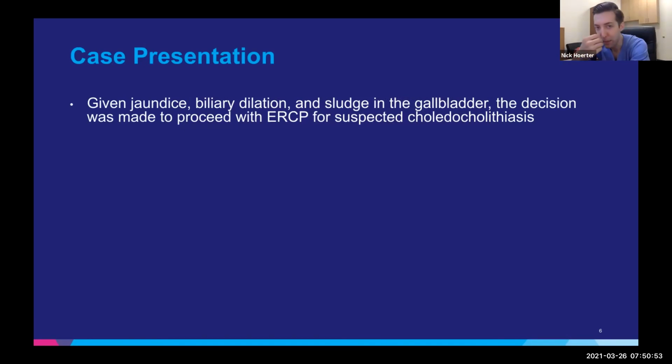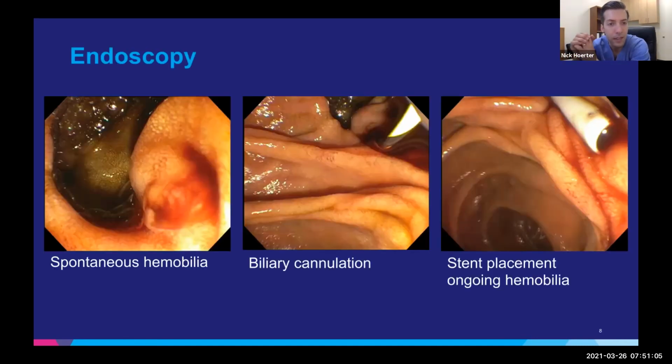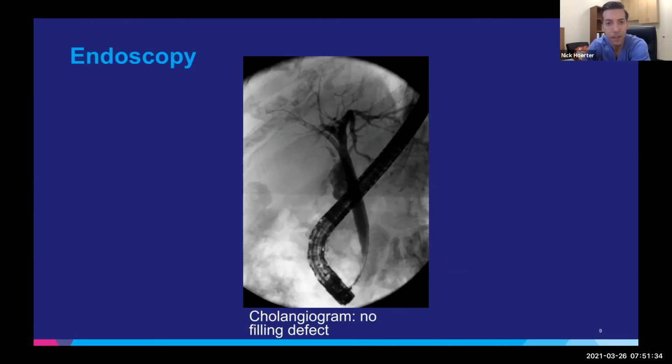So because of the jaundice and the biliary dilation and the sludge, she was presumed to have choledocholithiasis and went for ERCP. When we went in, there was actually blood spontaneously flowing from the major papilla here. On the leftmost picture, that's the ampulla on the rim of a diverticulum. That's why it looks dark. And that blood was before we did any procedural intervention. So this was just spontaneous. After cannulation and we opened up the orifice a little bit, there was even more blood flowing. And then we placed a biliary stent and blood was just flowing through the stent.